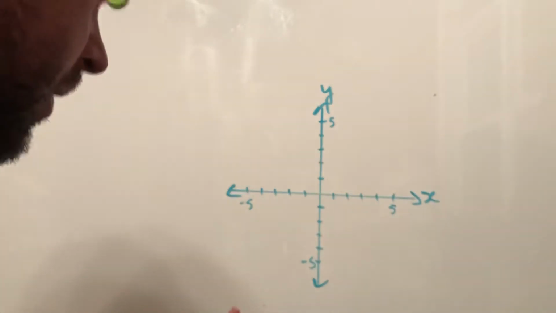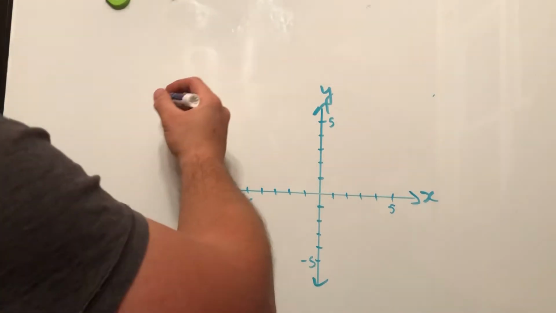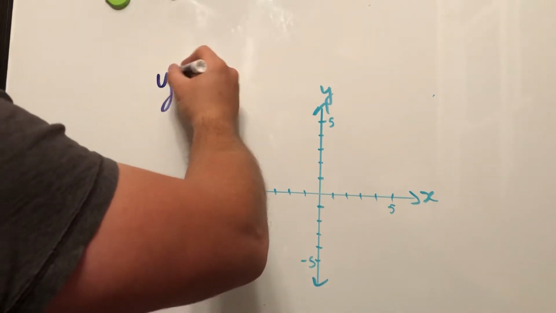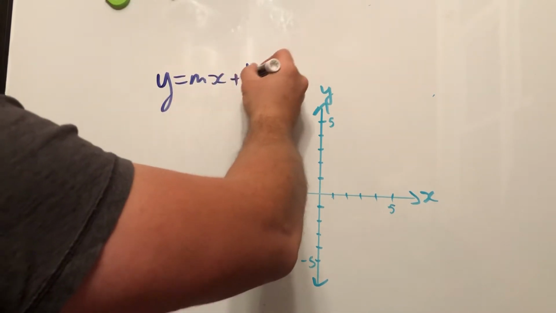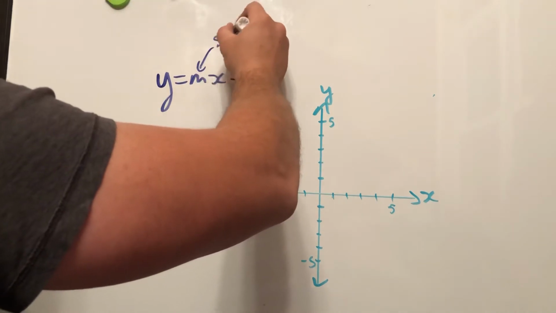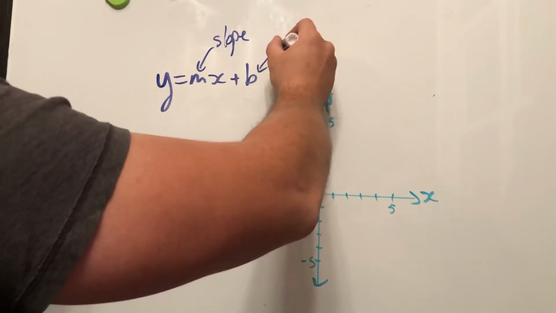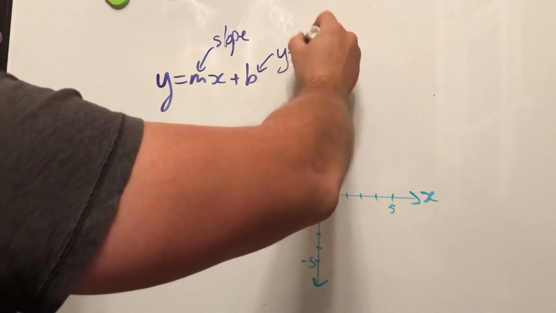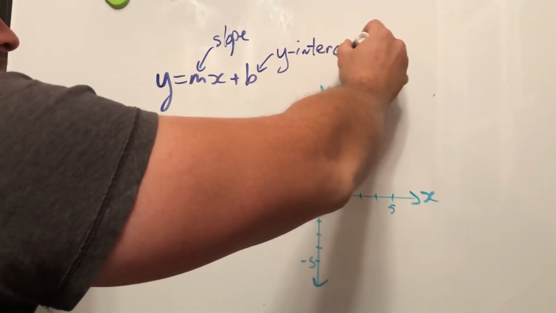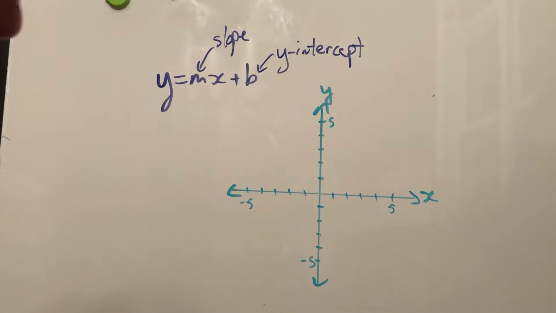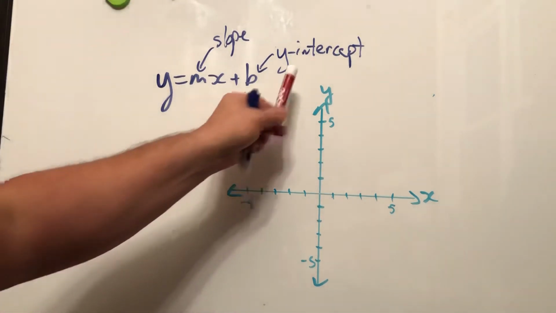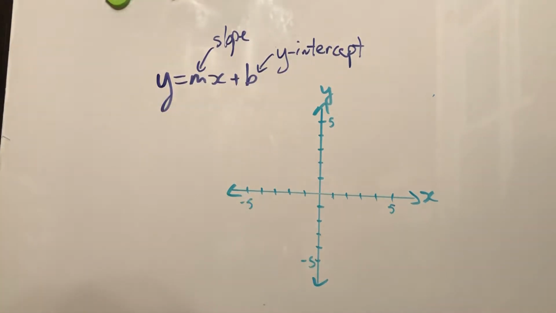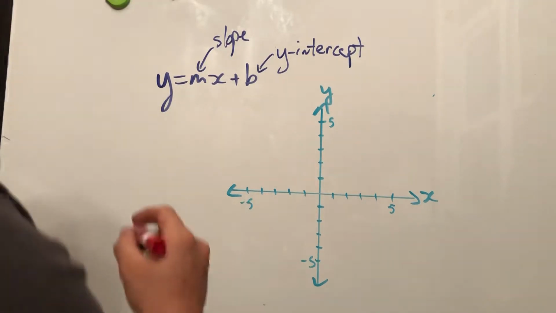Okay, so in this video we're going to go over how to graph in slope y-intercept form. Remember, slope y-intercept form is y equals mx plus b, where m is our slope and b is our y-intercept. Now, it's important to know those because when you graph a line from slope y-intercept form, you're going to start with the y-intercept and then you're going to use the slope to calculate your next point.